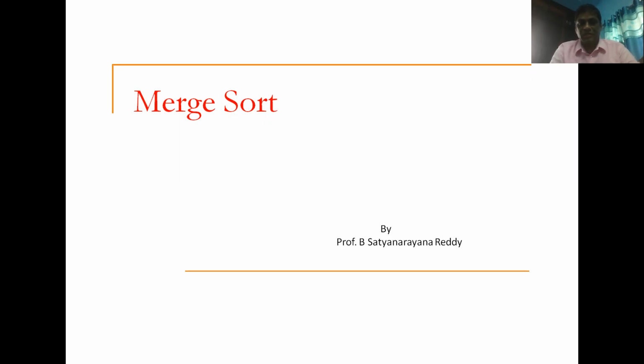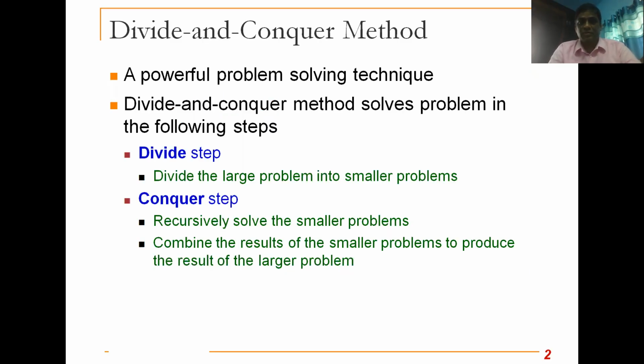In our previous class, we discussed some basic sorting techniques such as selection sort, insertion sort, and bubble sort, for which the worst case and average case time complexity is big O of n square. Today we'll focus on another sorting technique, merge sort, which is actually a better sorting algorithm compared to the previous three algorithms.